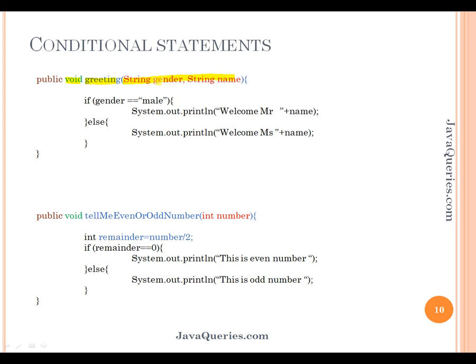String gender, string name. What I'm trying to do here is check a condition, whether it is male. The value that is passed to this method at runtime: gender is equal to male.